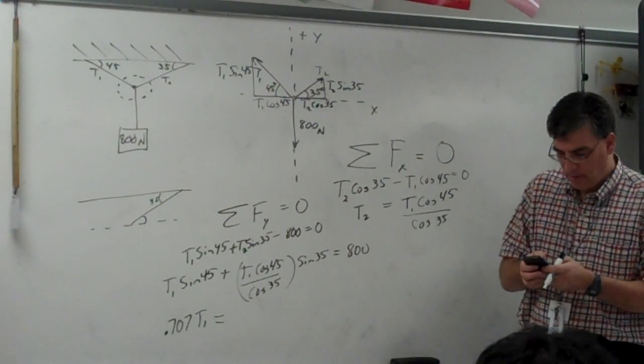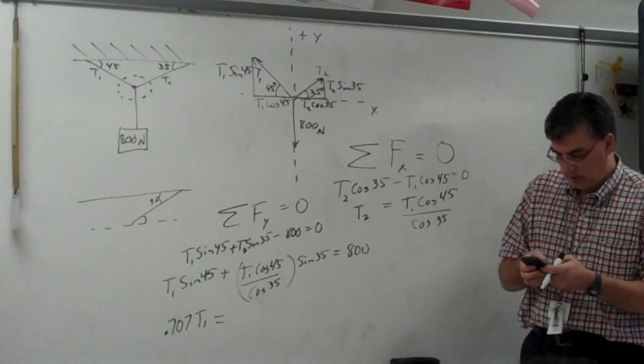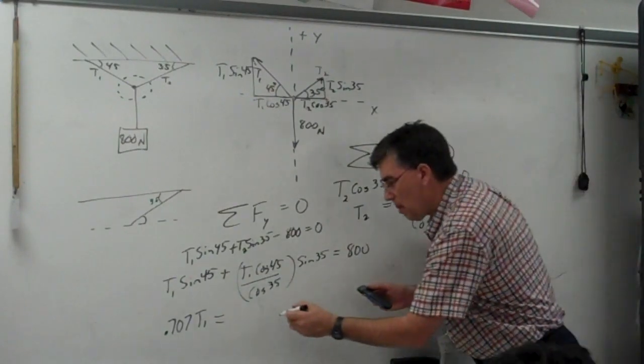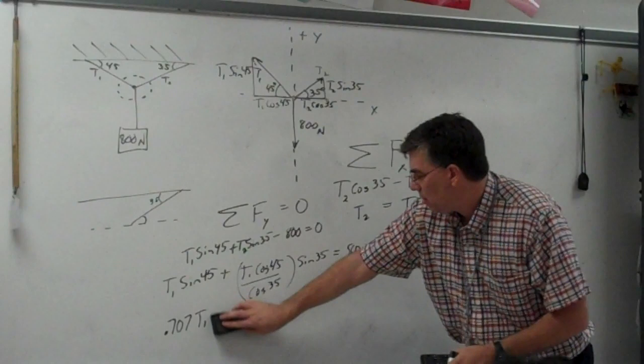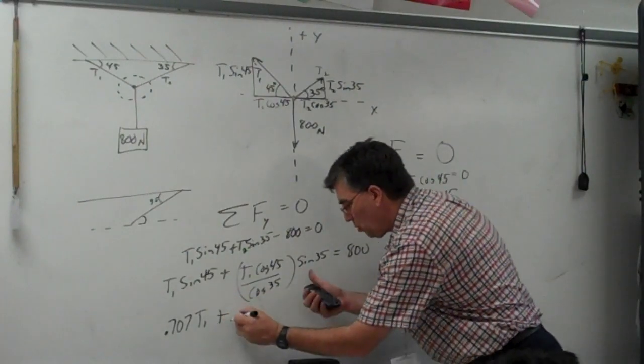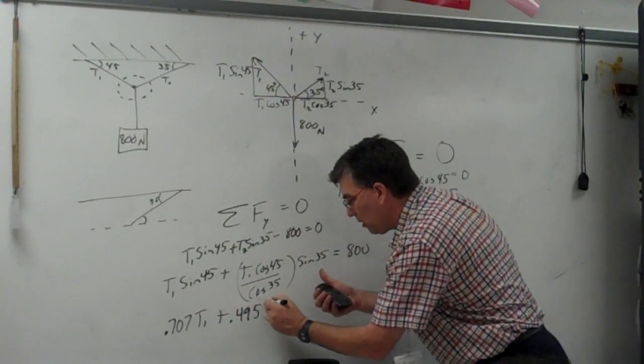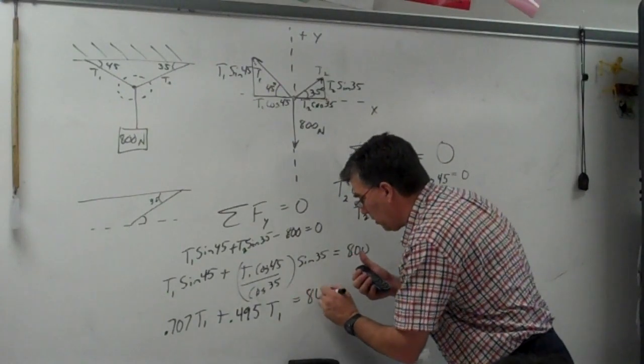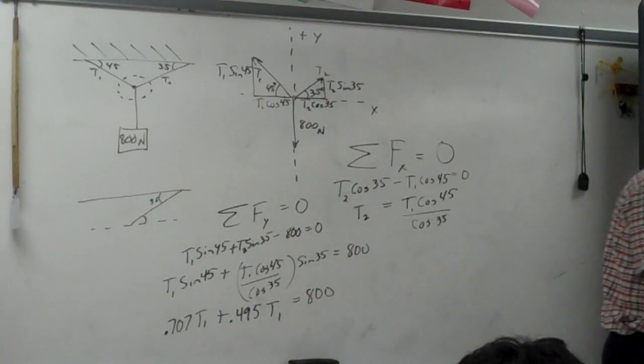Tangent of 35 times cosine of 45, and you get 0.495. Plus 0.495 T1 equals 800. Check my math, make sure I did that right.